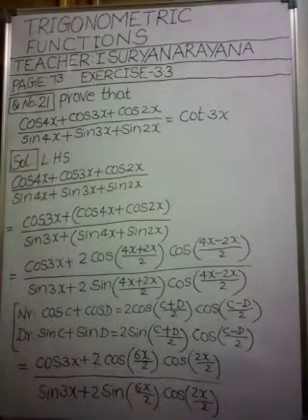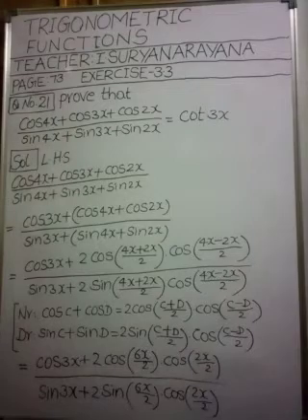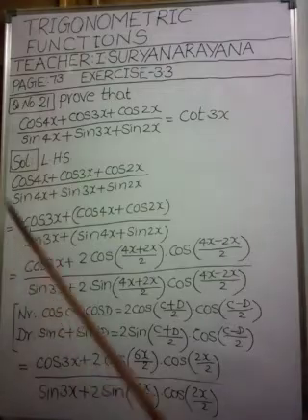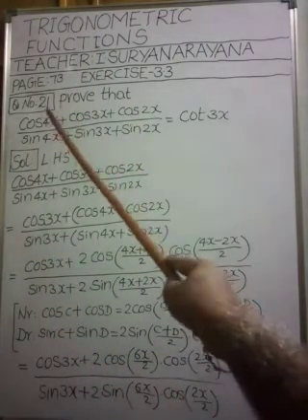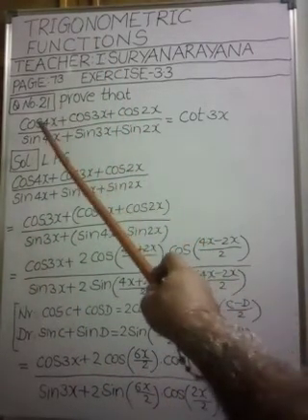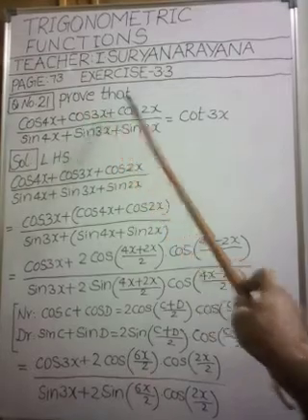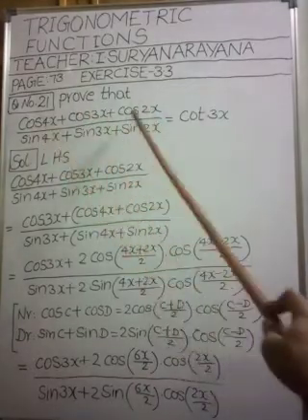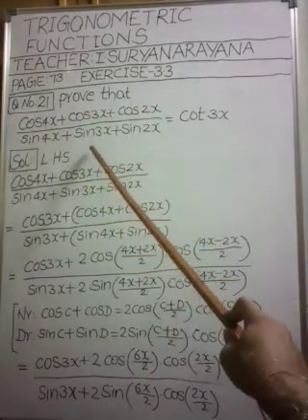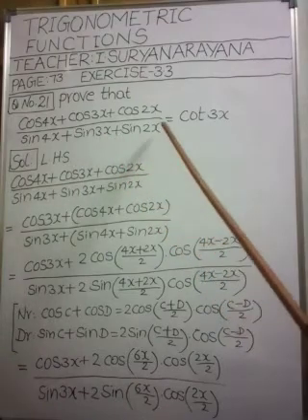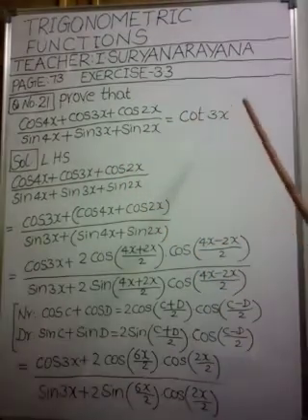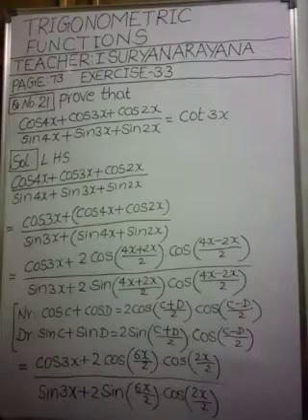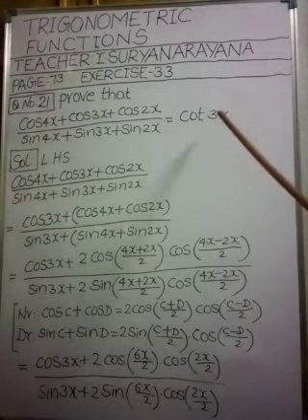Okay, my children. Now we are going to start question number 21. Prove that (cos 4x + cos 3x + cos 2x) divided by (sin 4x + sin 3x + sin 2x) is equal to cot 3x. Understood this question, my children? Right. We have to prove this statement.